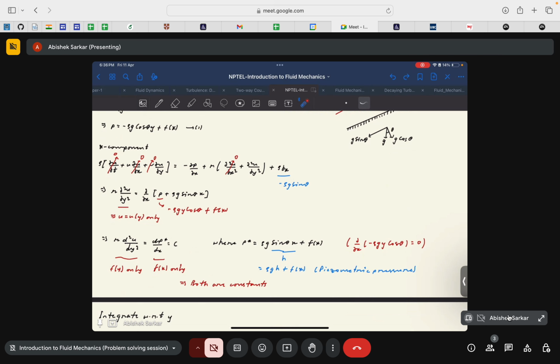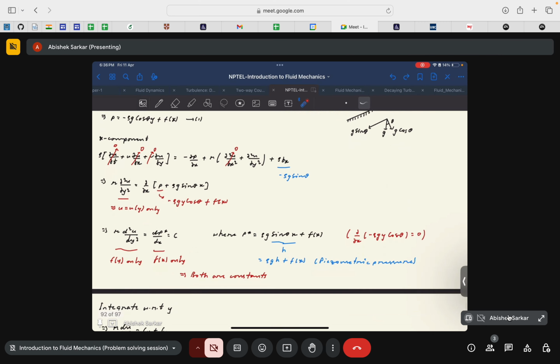Then p from this equation we had that it was equal to minus rho g cos theta y, okay, plus some function of x. Then if you compare, we'll have p star is equal to rho g sin theta x plus some function of x. Why? Because if you see here, dou by dou x of rho g cos theta y will be equal to 0, so this term will not be there. So p star is only a function of x, then p star is rho g sin theta x plus some function of x.